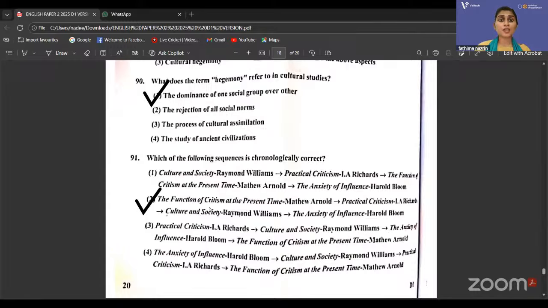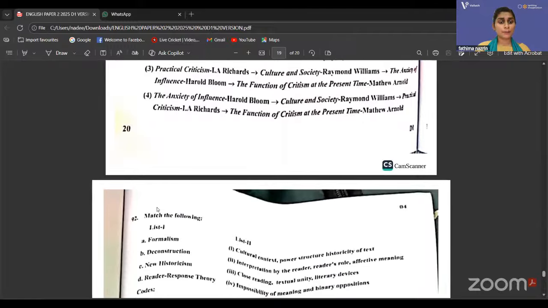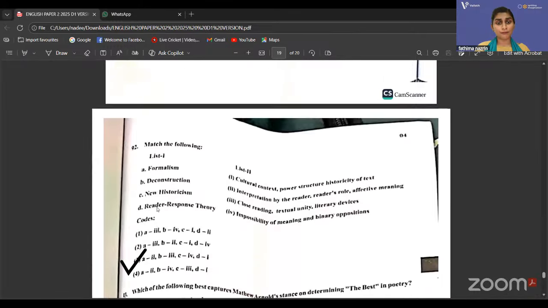The Function of Criticism at the Present Time was published in 1865. Practical Criticism was published in 1929. Culture and Society was published in 1958, and The Anxiety of Influence was published in 1973. So for question number 91, the right answer is option 2. Now coming to another match the following.